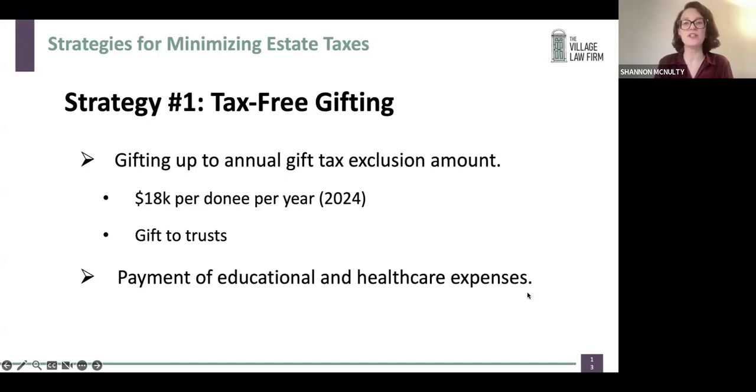Also, and this is what we had mentioned before, payment of educational and healthcare expenses. One of the important things to know about this is that you must make the payment directly to the healthcare provider or the educational institution. You cannot write a check to your child or to a grandchild and then they use it to pay the tuition, or give it to an adult child to pay their child's tuition. That's not going to fall into this exemption. You have to make that payment directly to the educational institution.